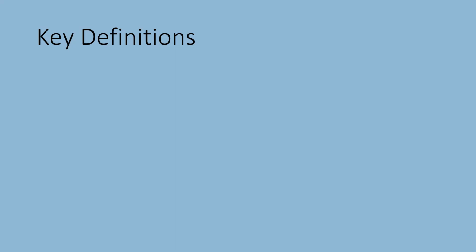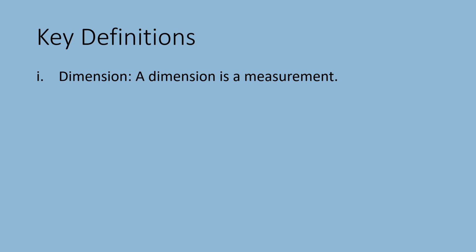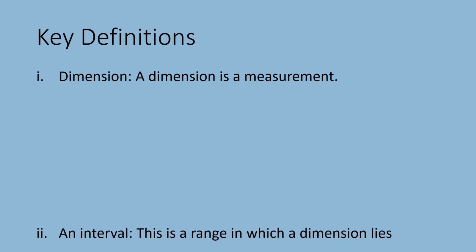We are going to consider now the key definitions that govern approximation. Definitions are so important in mathematics, because part of the answers that you're looking for will always come from definitions. So the first definition we're going to look at is, what is a dimension? A dimension is simply a measurement.